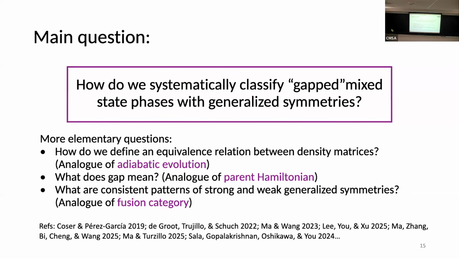And finally, you can also ask, what are even the consistent patterns of strong and weak symmetries you can have? Because maybe, especially once you get into the non-invertible setting, there are patterns of strong and weak symmetries that are not allowed. So what is the analog of a general set of consistency conditions you want for mixed states? This has been explored in many works more recently. Almost all of them have been studying invertible symmetries though.